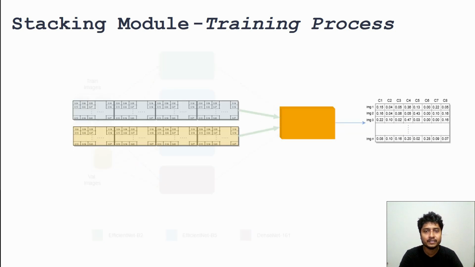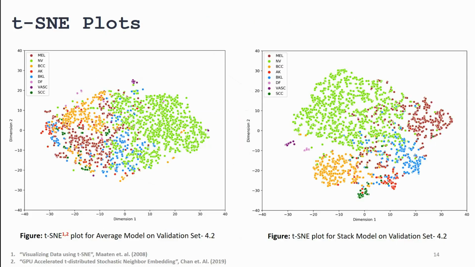The meta-learner is trained on this feature space to dissipate the base learners' bias. The process described was one of the outer 5 folds with one inner fold. It is repeated for all the inner folds across all the outer folds. Further, upon visualizing some validation set embeddings using TSNE across both the average of base learners and the stacking module, the stacking module seems to show better class separability, as given in the right image.